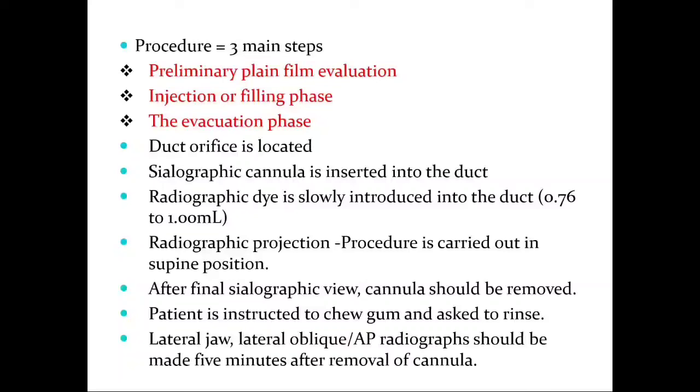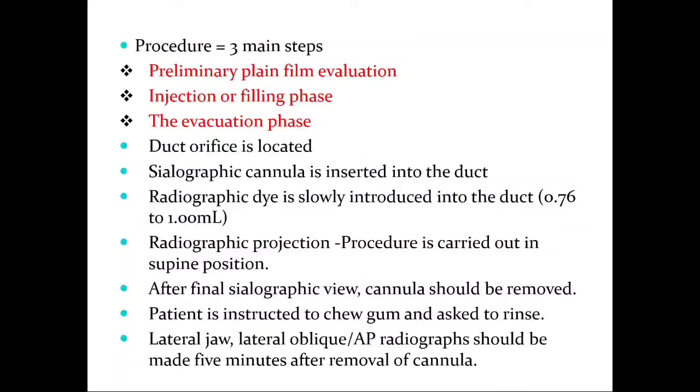Secondly, in the filling phase, we ask the patient to consume a secretory stimulant for around 2 to 3 minutes, that is by asking them to suck a lemon wedge or so, and this helps to open the ducts for easy identification. Then we spray the topical anesthetic at the ductal orifice, and the sialographic cannula is inserted into this duct.